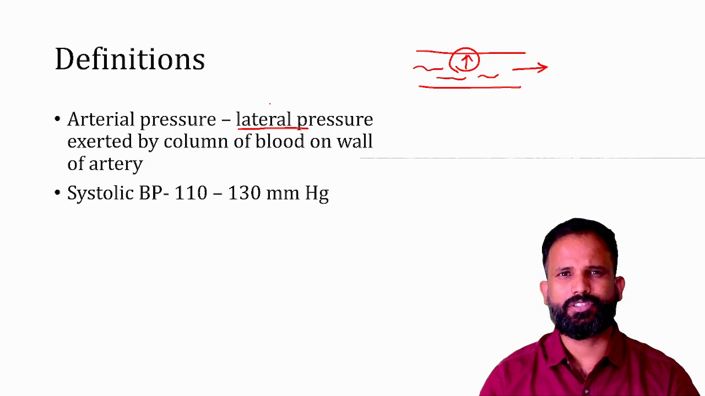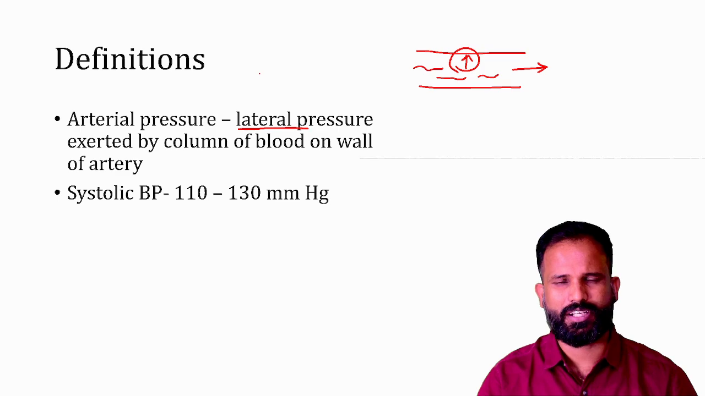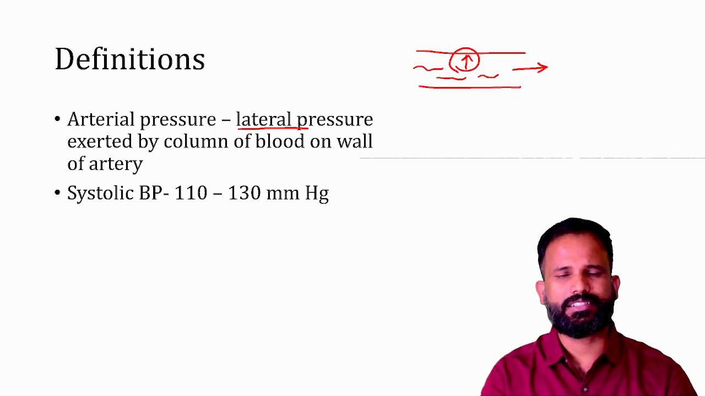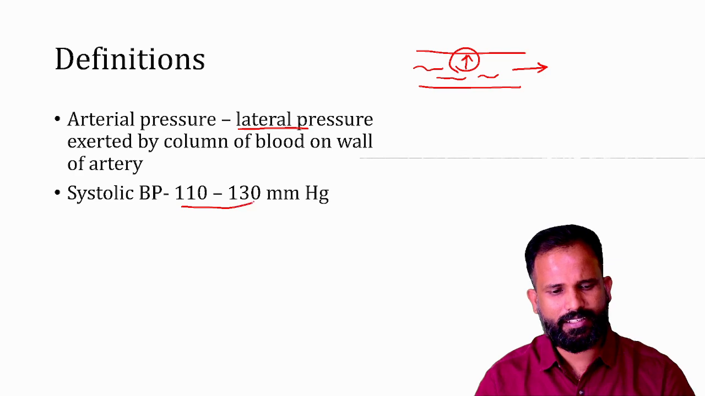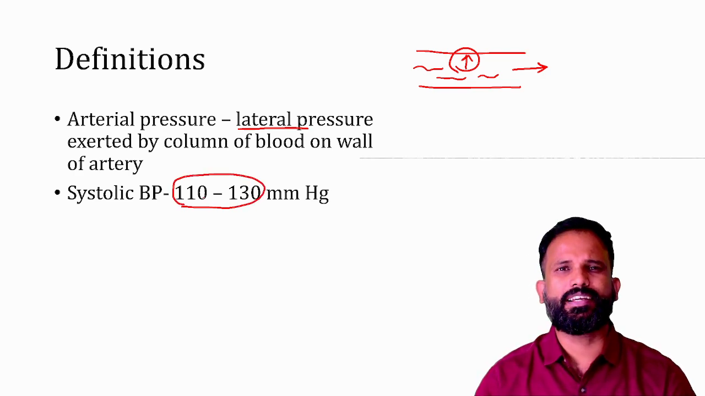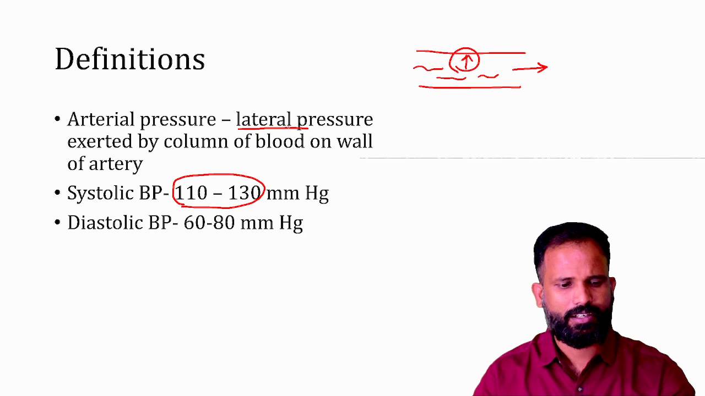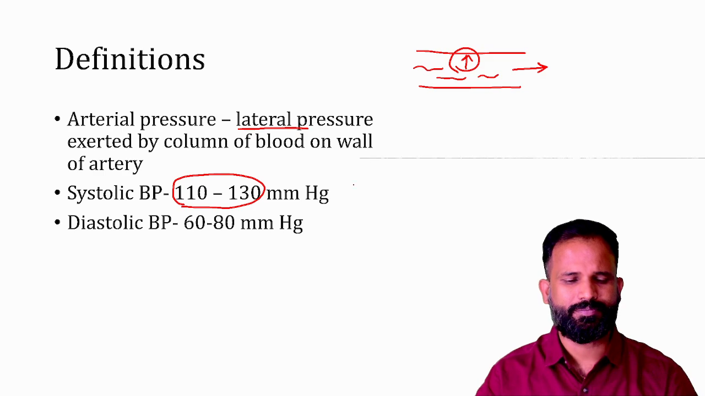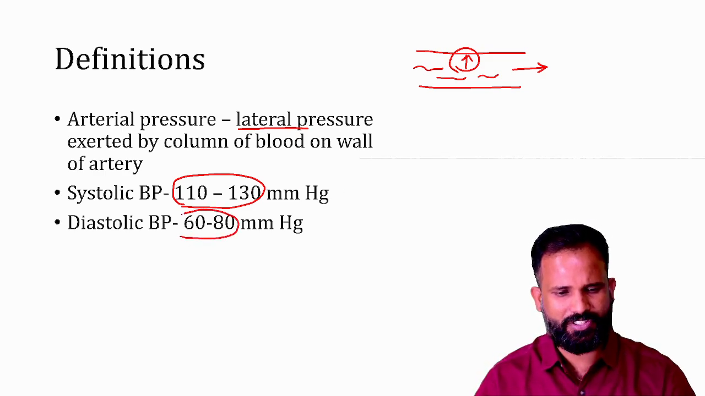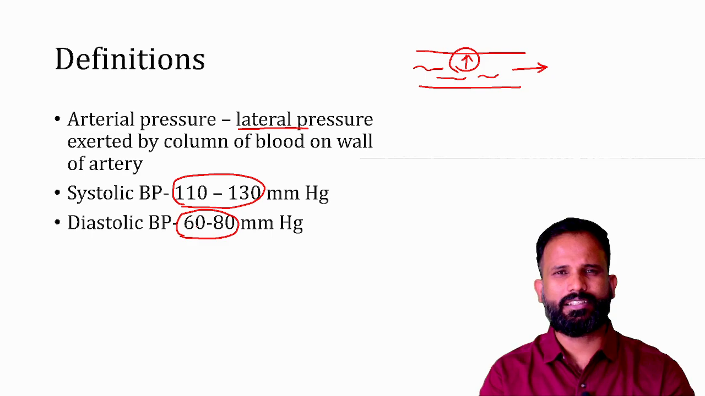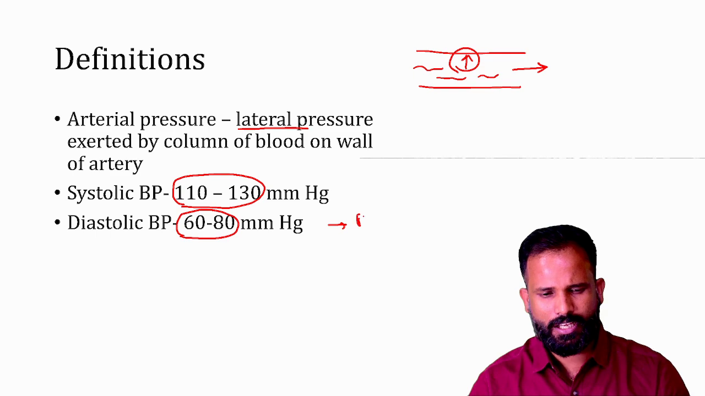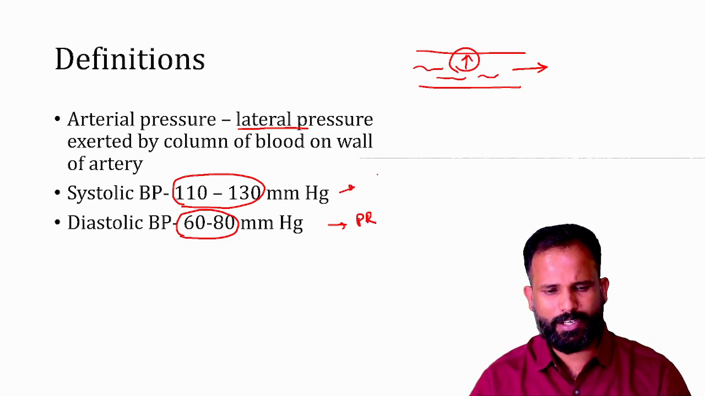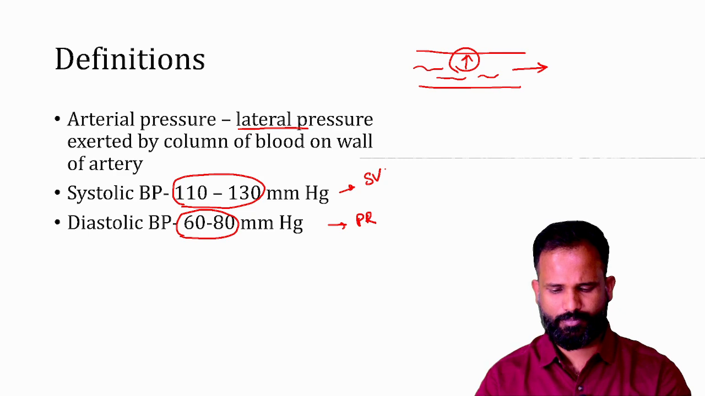Systolic blood pressure and diastolic blood pressure are the two entities. So what is systolic blood pressure? It is the maximum blood pressure in a cardiac cycle. It usually occurs in the ejection phase, and it ranges from 110 to 130 mmHg. Diastolic blood pressure is the minimum pressure, or we can say the resting pressure, which is around 60 to 80 mmHg. This is simply due to the blood in the vessel, and we can say that diastolic blood pressure is indicative of peripheral resistance, and systolic blood pressure is indicative of stroke volume.